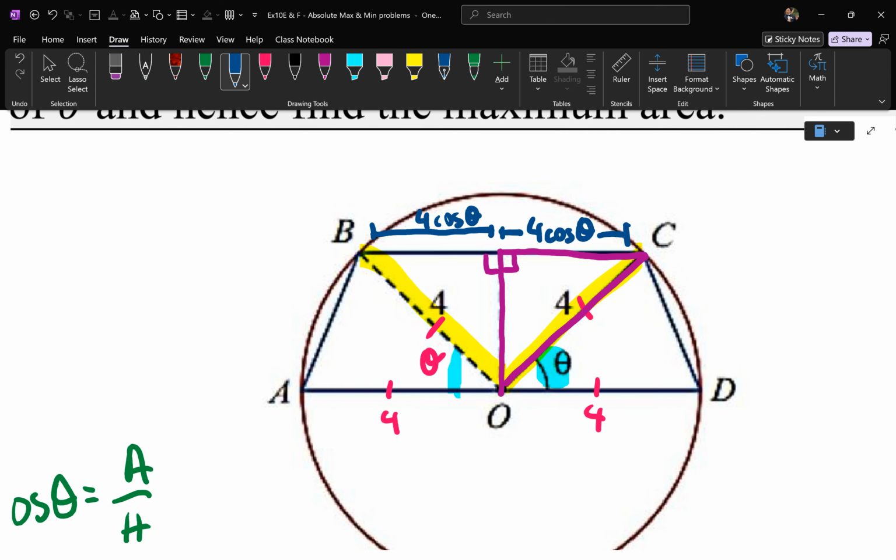How did I know that these two angles are the same? It's alternate angles. So this is that angle of elevation, depression. Same thing. So you get 4 cos theta, 4 cos theta. And the height. Height is 4 sine theta. Okay, so from here, 4 sine theta.